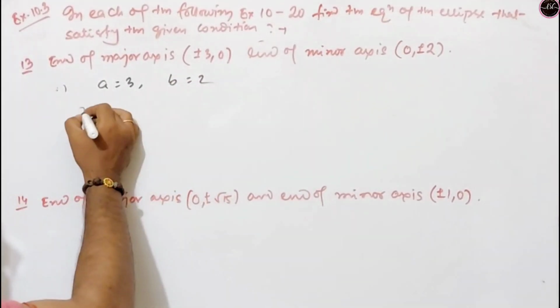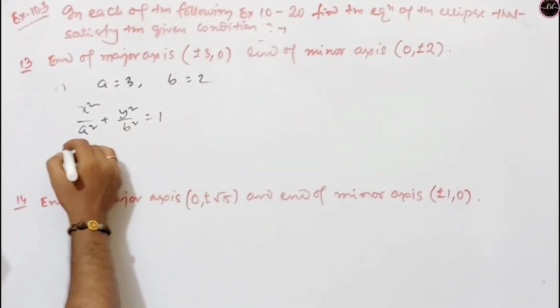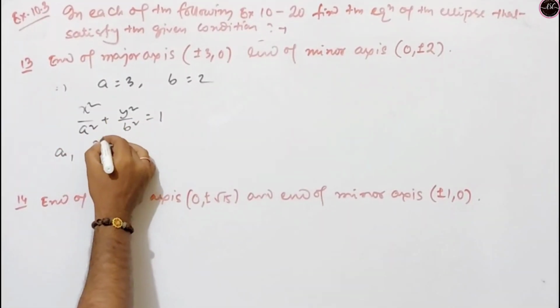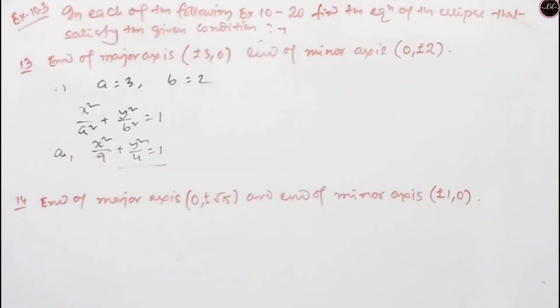So the equation is like this: x square divided by a square plus y square divided by b square equal to 1. So here just put the a square and b square value, that means x square by 9 plus y square by 4 equal to 1. That is the required equation.